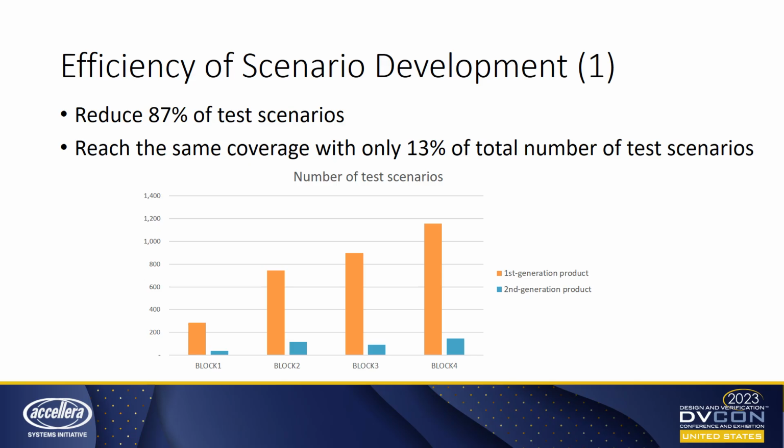This graph shows the number of test scenarios to complete target entities. Compared to the legacy method used for the first generation product, we can reach the same level of coverage with only 13% of the number of tests in the second generation product verification. As a result, about 87% of the total number of test cases can be reduced.